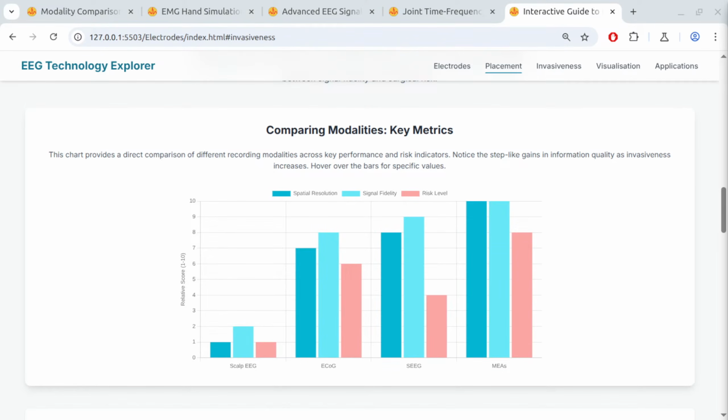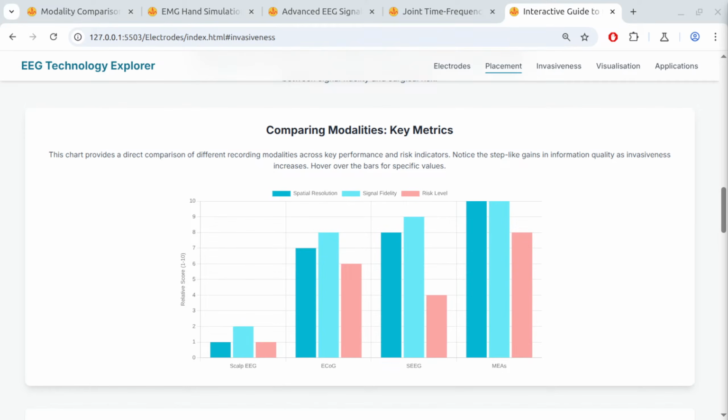Because the sources are really clear on this. Move electrodes closer to the neurons, signal quality goes way up, dramatically. But so do the risks, the costs, the ethical questions. This is where it gets, maybe a bit dark, but also fascinating. It's the core dilemma. Let's start on the surface.